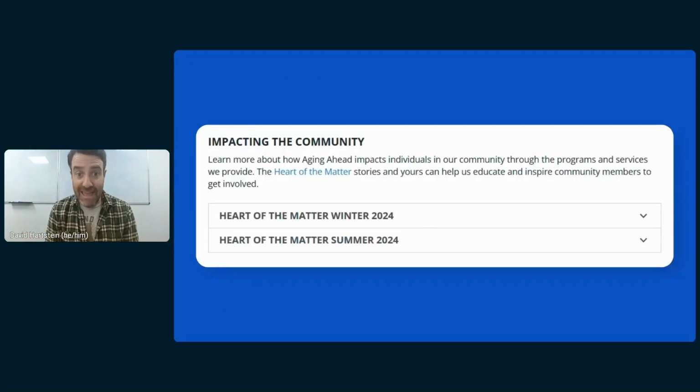So here's an example of that. It's coming from Aging Ahead. And they are highlighting a couple of ways that you can avoid overwhelming visitors. So one is by placing stories in these accordions. So they're actually expandable. People can click on them if they want to read more about that story. And then the other is they are linking visitors to a category on their blog called Heart of the Matter, which is where they're sharing even more stories like this. So they're not even putting all their stories here on their impact page. They're kind of teasing a few and then linking people to where they can read more stories that they're interested in.